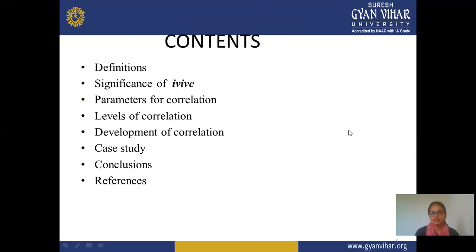In the contents of this lecture, first is the definition. The dissolution definition we already covered in the previous lecture. In this lecture we mainly discuss the IVIVC definition, the significance, parameters of correlation, and levels of correlation, how you correlate according to the different levels, and development of a correlation. With the help of IVIVC we observe one case study, and then the conclusion and references. These are all the contents for this lecture.